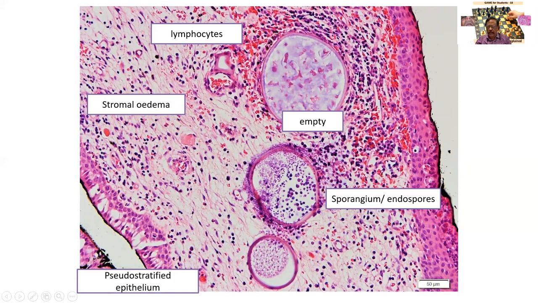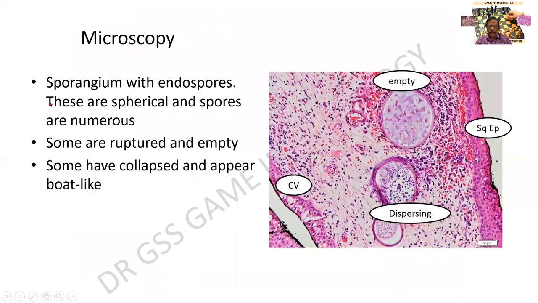This will be the histology of rhinosporidiosis. The only differential diagnosis for you will be an allergic polyp. An allergic polyp is a different slide that I will also be focusing on, but in that there will not be any sporangium and endospores. It is very easy for you to diagnose.